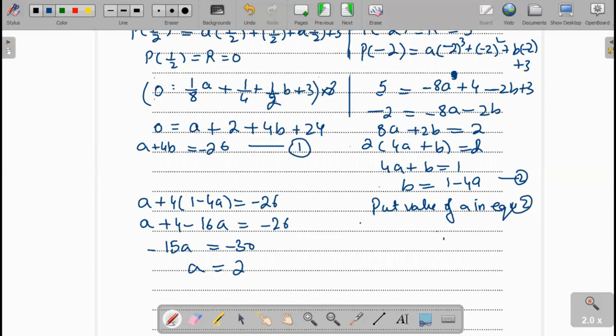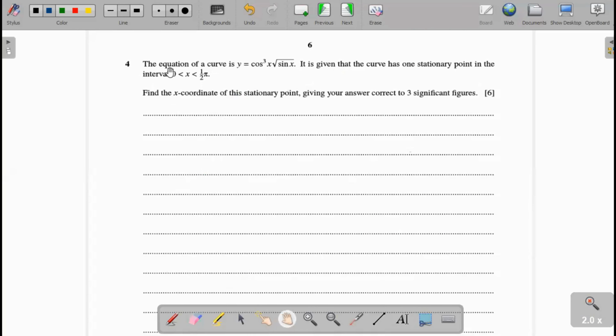Now we get b will be equal to 1 minus 4 times a, that is 4 times 2, so 1 minus 8, and b will be equal to minus 7. That is the answer.